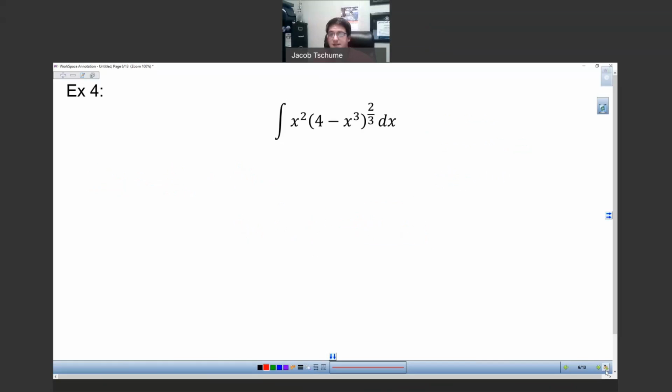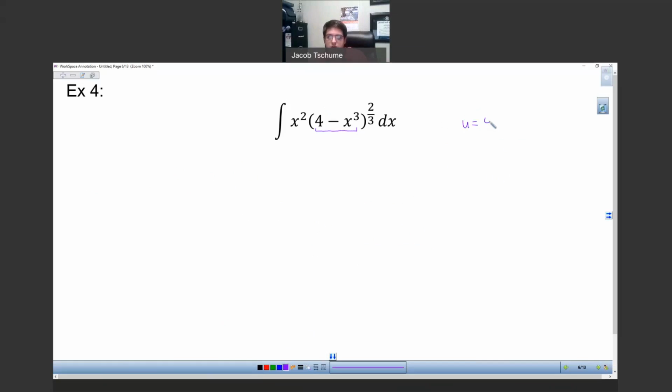All right, like I said, just kind of continuing on here. Let's do the following. What is the indefinite integral of x squared times (4 minus x cubed) all raised to the 2/3 power? So remember, when you're doing these u substitution problems, you want to pick the function that's inside of another function as your u. So in this case, I'm going to pick this inside function here.